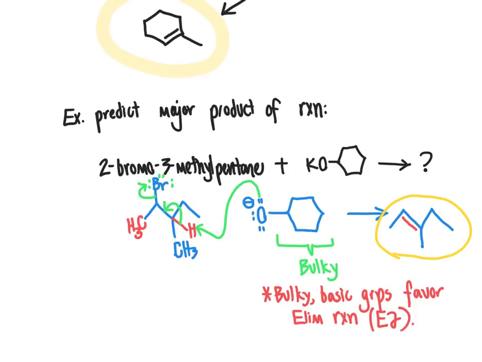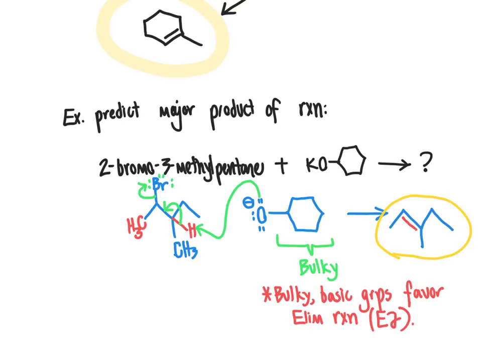And we expect to make much more of this elimination product than we do the substitution product, because of the fact that when we look at the structure of the base, we see that it is pretty bulky and it's quite strongly basic. If it were a weak base or it were not as bulky, we would expect that substitution would become more favorable then.